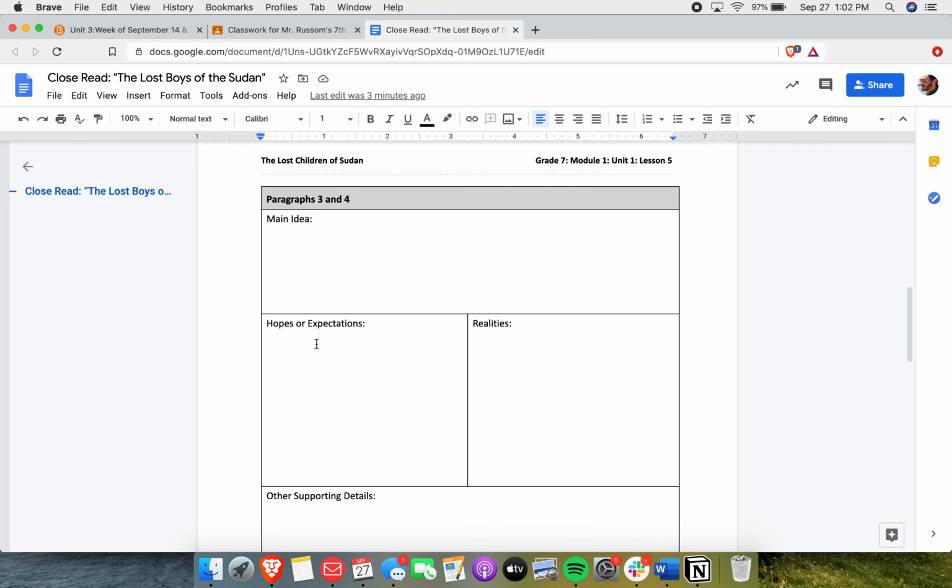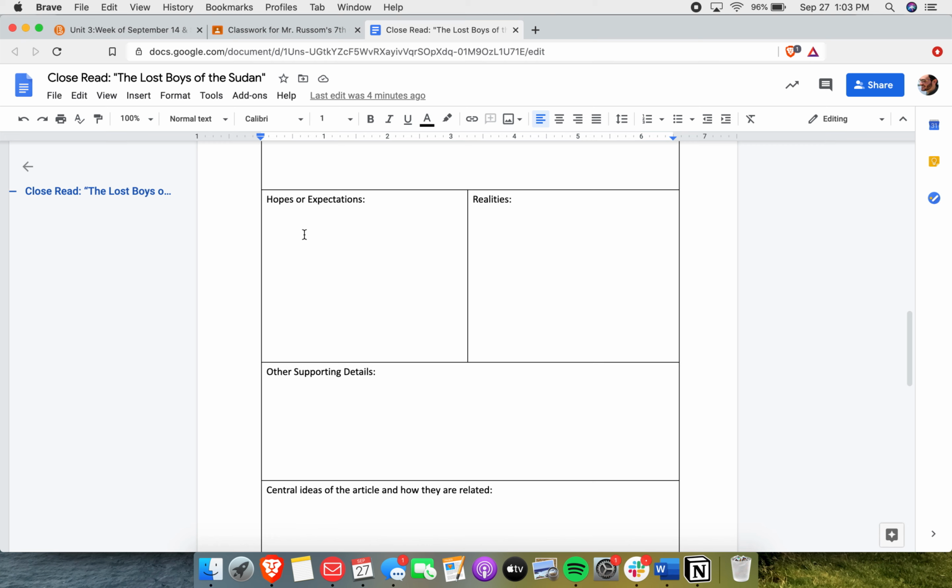But one thing that you should notice here is that these 2 boxes are asking for hopes or expectations or realities. In these boxes, you're comparing what the Lost Boys thought that they would experience when they either went to the cities or the refugee camps versus what actually happened to them. And what happened to them was much worse, right? Like they thought that it would be better than it actually was. And the cool thing about this box is that hopes and expectations versus realities, that keys into the main idea. So if you aren't sure what the main idea is, think about these boxes, and that'll help you figure out the main idea.